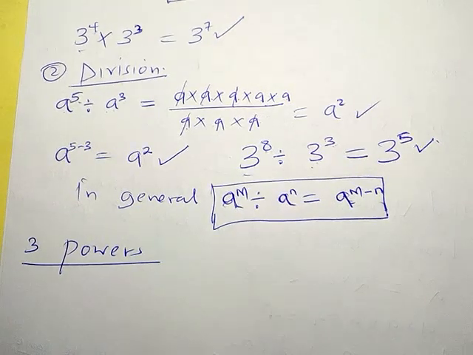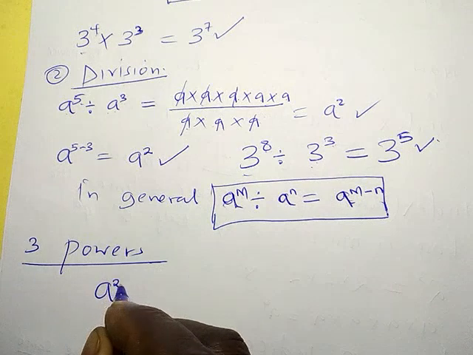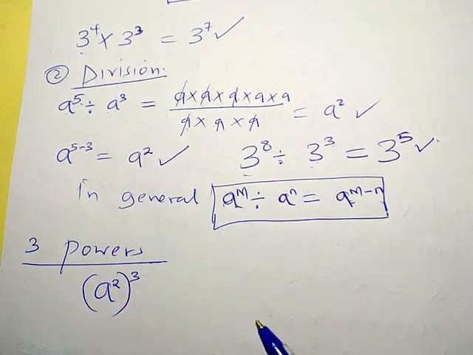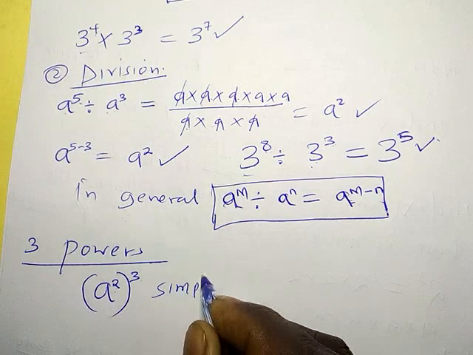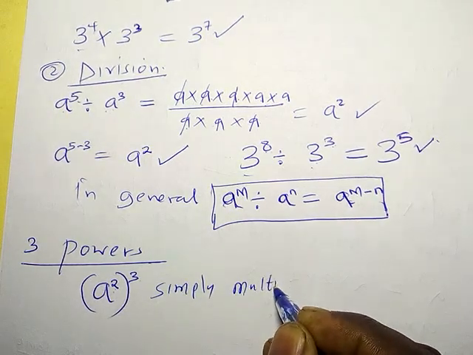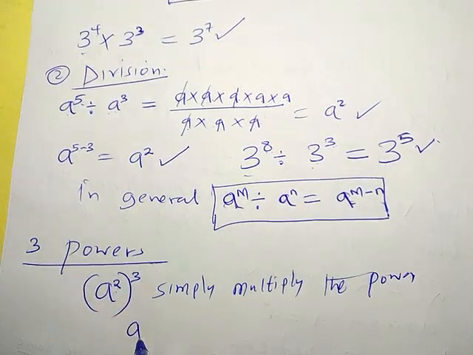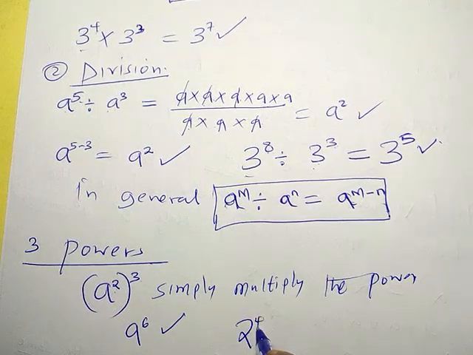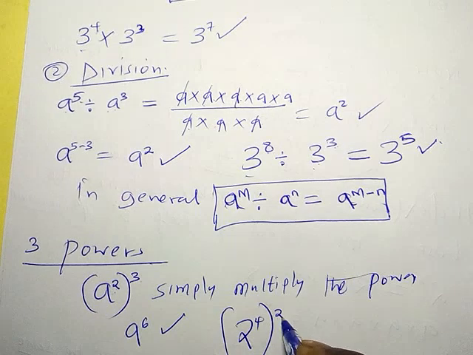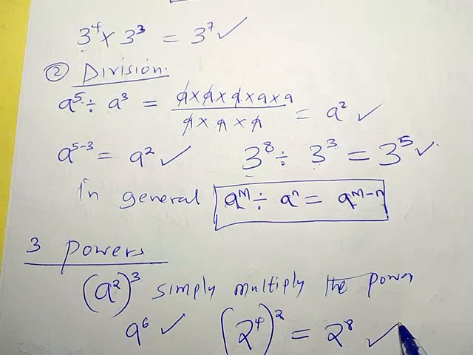Rule number 3, the powers. So if I have a raised to power 2 and then raised to power 3, both of them are powers. These are indexes. So what do you do? You simply multiply the powers. So the answer here is a raised to power 6, and that is the answer. So if I have 2 raised to power 4 and then raised to power 2, the answer is this power times this power, which is 2 raised to power 8.